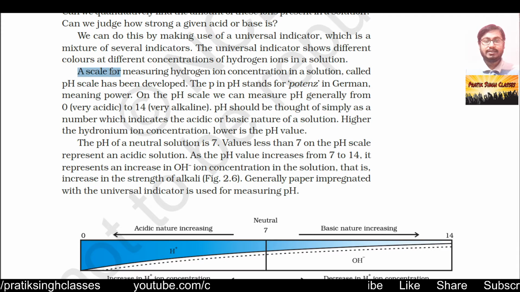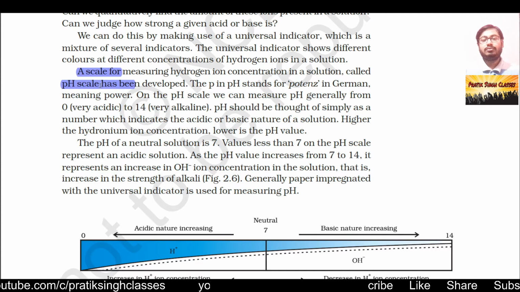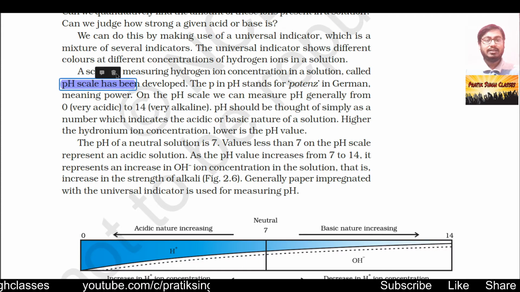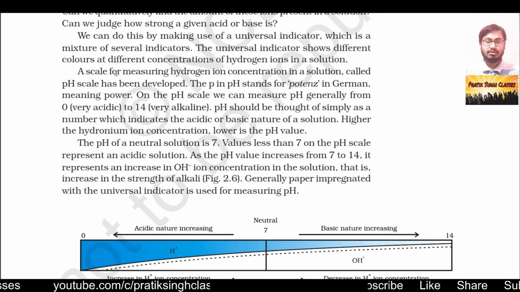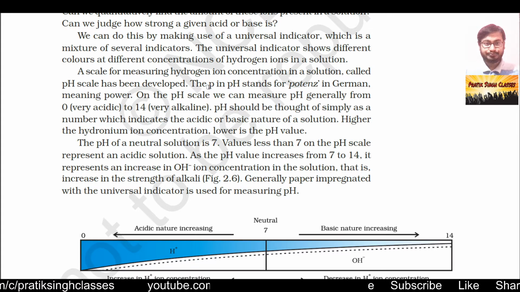A scale for measuring hydrogen ion concentration in a solution, called the pH scale, has been developed. This is for acid. If you wish to find out the concentration of OH minus ions, it is called pOH. In place of pH we write pOH. But that will come in higher classes, not now, because pH is just the inverse of pOH. We will learn that in later classes.